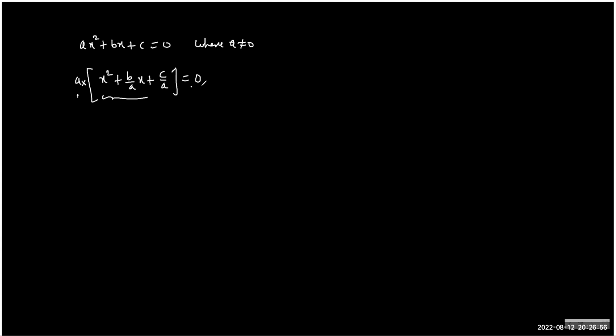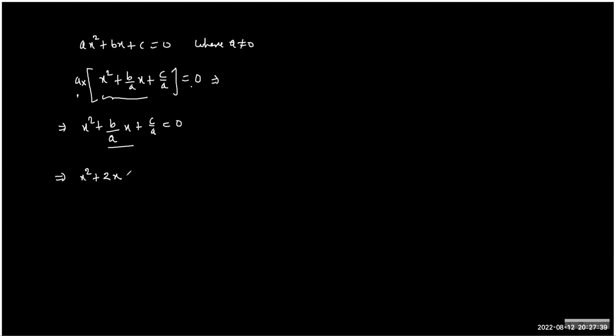A into something is 0. A is non-zero. So something must be zero. So this implies x square plus b by a into x plus c by a equals 0. Can we write like this? Now the question is how to convert into perfect square. So we have a square and we have a 2ab term, something like this. So how to make the term as a square plus 2ab. So I want to convert this into 2a.